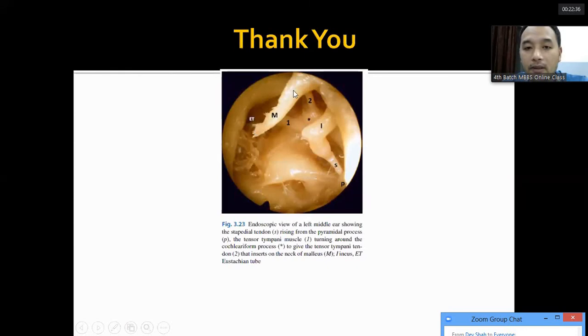Again, the tympanic membrane is stripped off. This is malleus. This is stapes. This is oval window area covered by the stapes footplate. This is round window. This is processus cochleariformis. This is tensor tympani tendon. Opening of the Eustachian tube.